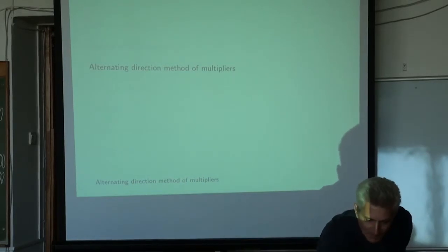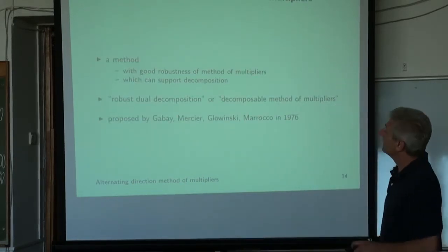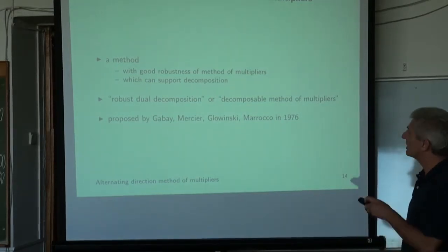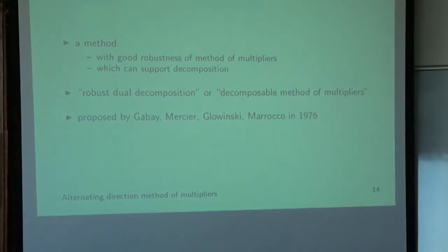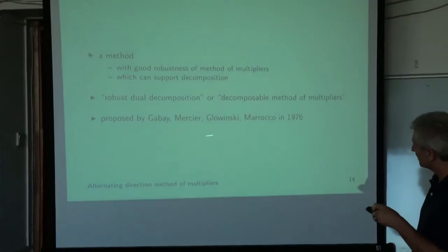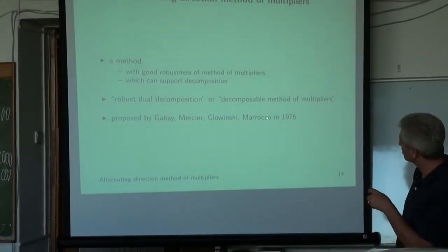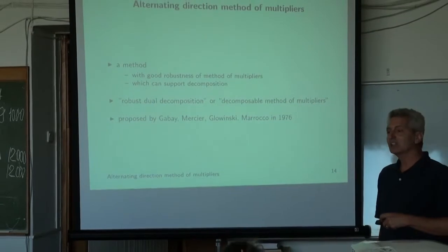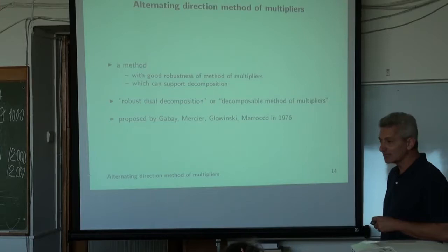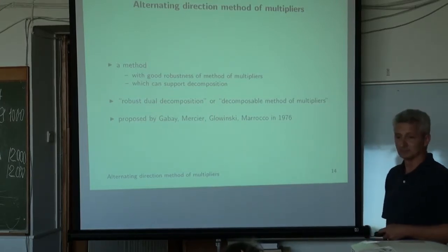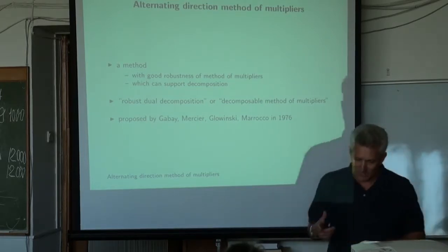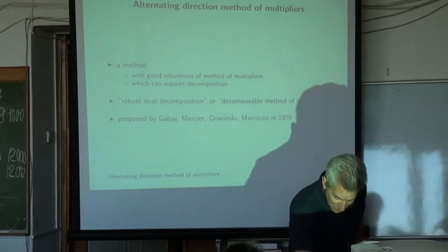And that brings us to the topic, which is alternating direction method of multipliers. And the idea is it sort of combines both things. You can think of it as robust dual decomposition or decomposable method of multipliers. It was proposed, at least the Western take on this, by these guys in '76. It turns out it was later shown to be absolutely identical to operator splitting methods from the 50s for PDEs. And I know there's a Russian version too. It looks different, but it's actually very close.